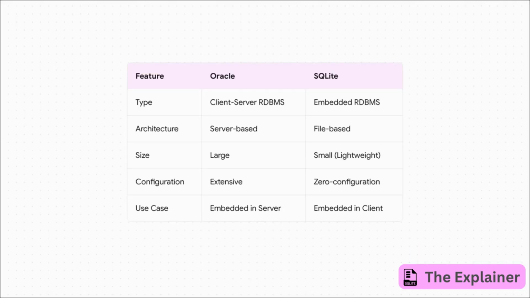And to really drive that home, just look at how it stacks up against a giant like Oracle. Oracle is a classic client-server database. It's based on a server, it's massive, and the configuration can be a nightmare. Now look at SQLite. It's the polar opposite on every single point. It's embedded, not client-server. It's file-based, not server-based. It's tiny, not huge. And it's zero config, not extensive config. They're just built for completely different jobs.